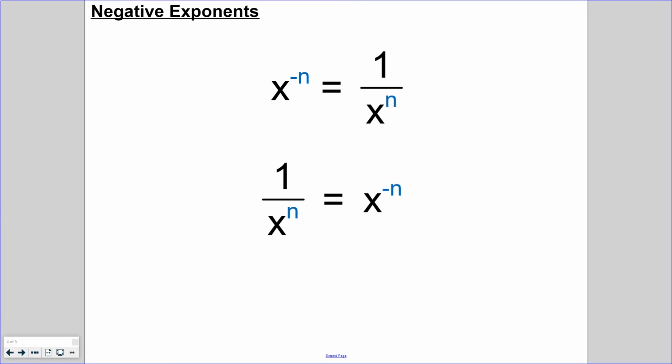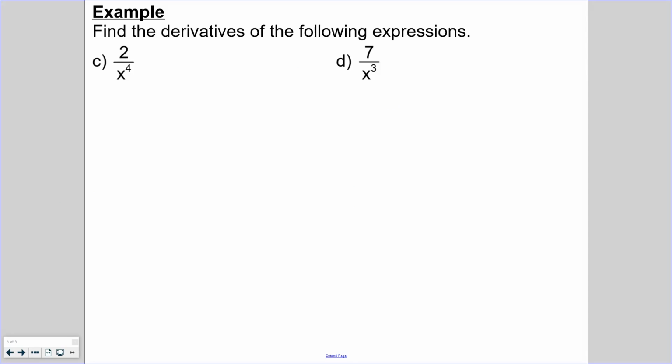And this conversion here is going to help us with our next type of derivatives. So here we're looking at 2 over x to the 4th and 7 over x to the 3rd. Before we can even take the derivative, we're going to have to rewrite these expressions to get the variable out of the denominator. And the main reason why is we don't know how to take the derivative of a quotient yet.